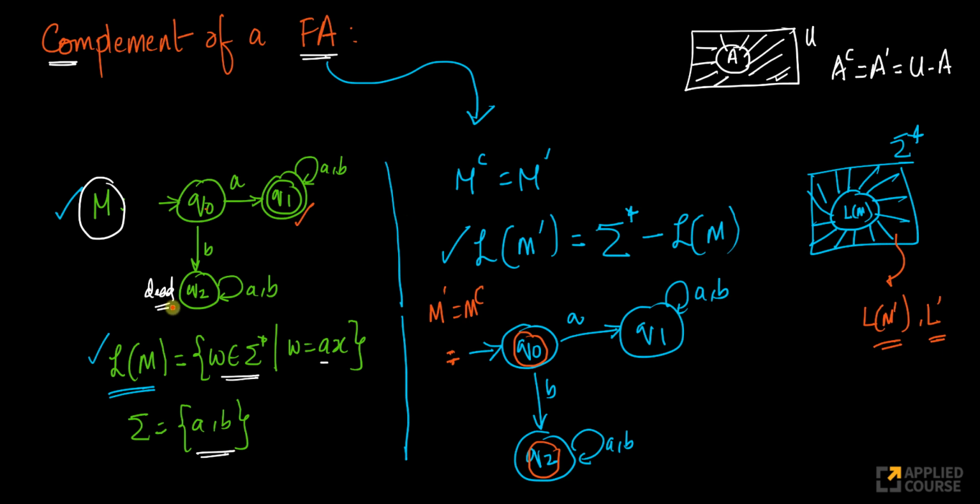And very importantly, if you notice here, we had a dead state. The dead state became a final state here, or an accepting state, right? So very interesting. This is how, given a finite automata or a mathematical model M, you can compute its complement.